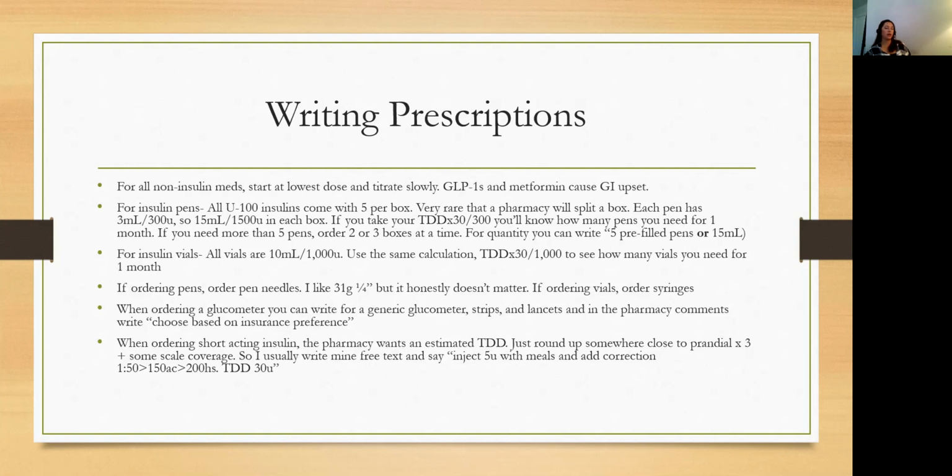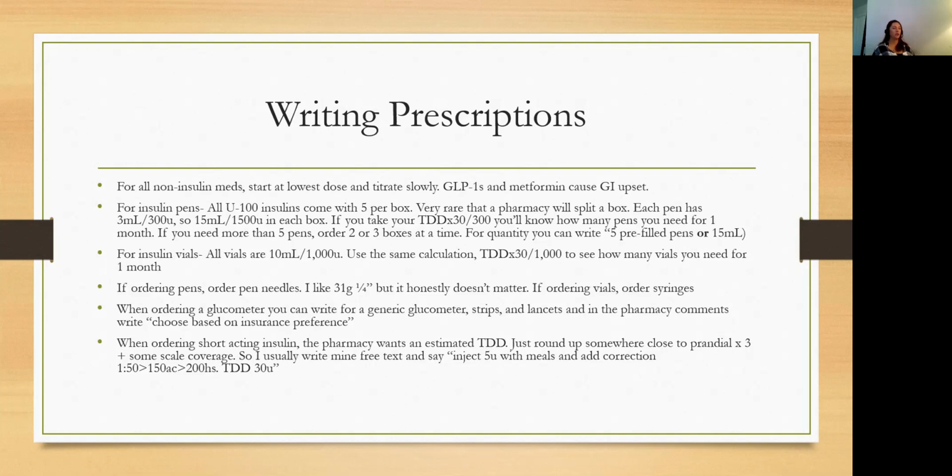So this is all the supplies stuff that people overlook because a lot of providers will just provide insulin and then no supplies to use it. And then if you need to order a meter for somebody, you can just write a generic glucometer prescription. You can write in the comments, choose based on insurance preference. And if you're ordering a meter, you have to order the meter, strips, and lancets. And then, like I said, just put in the comments, choose based on insurance preference.